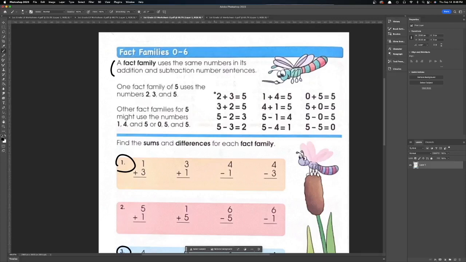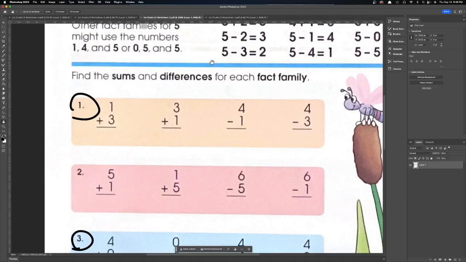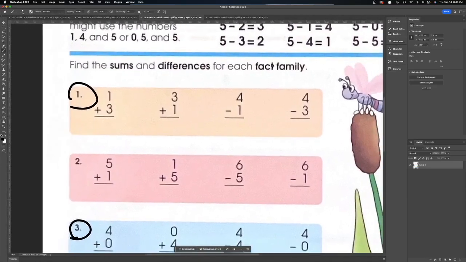So as you can see here, we have 2 plus 3 equals 5, which is true. 3 plus 2 equals 5, which is also true. 5 minus 2 equals 3, and 5 minus 3 equals 2 are both true as well. Other fact families for 5 might use the numbers 1, 4, and 5, or 0, 5, and 5. So as you can see, it's really just rearranging these three numbers into addition or subtraction number sentences which are true, which is why it's called a fact family.